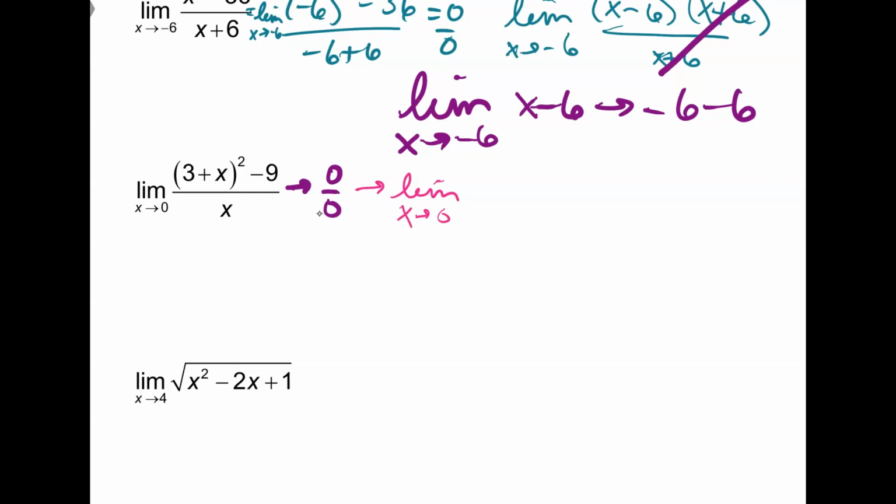Right. We recognize the difference of squares, and it's not really going to help us, but Samuel says foil. So what if we foil this together? Then you get 9 plus 6x plus x squared minus 9. The 9s cancel, so it's 6x plus x squared over x. The x's cancel out, so it's 6 plus x, and the answer is 6.